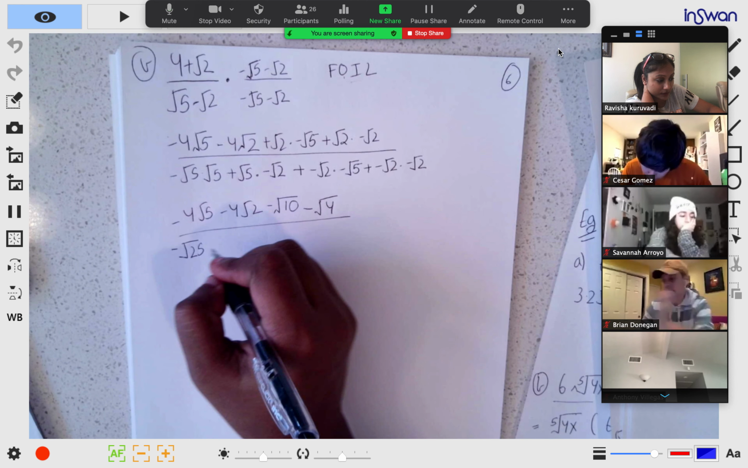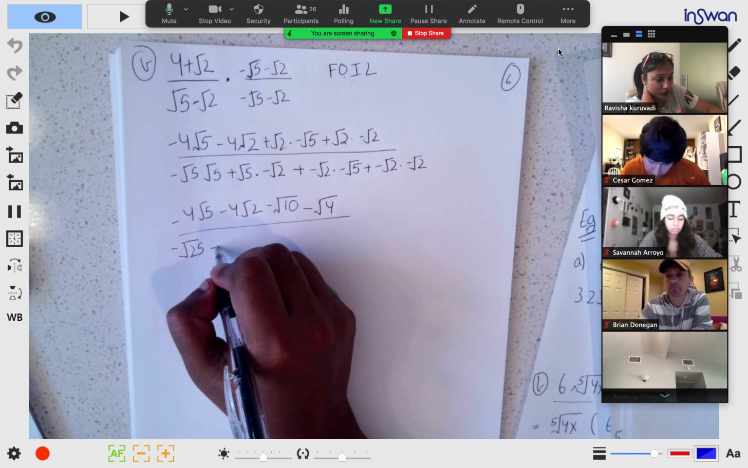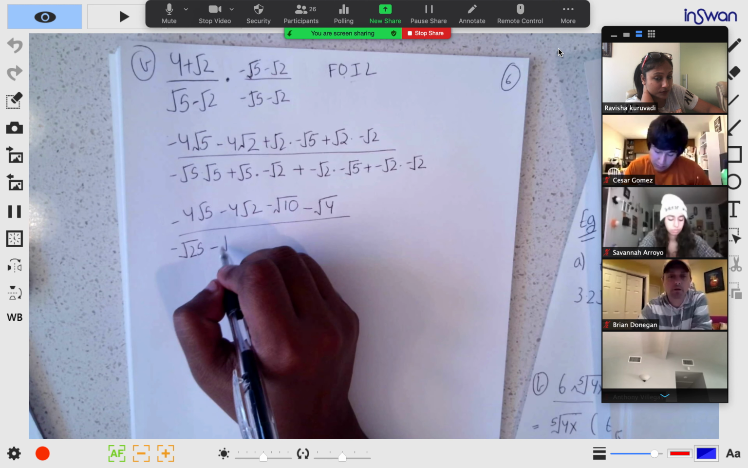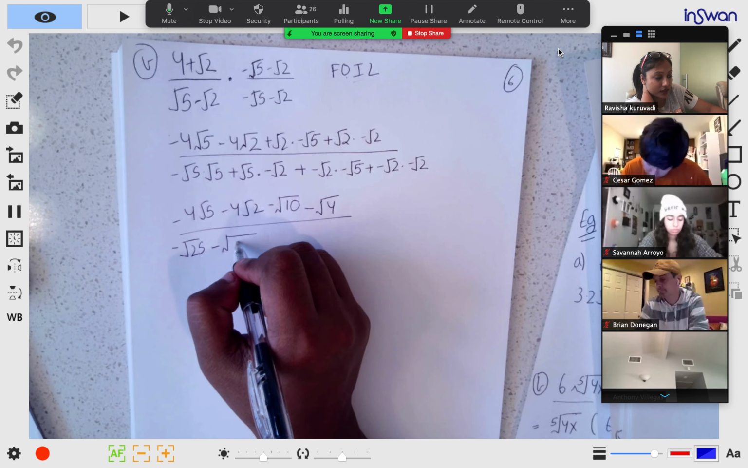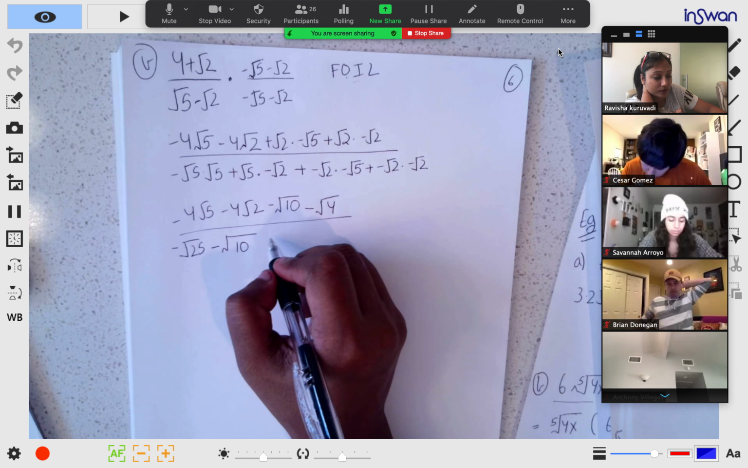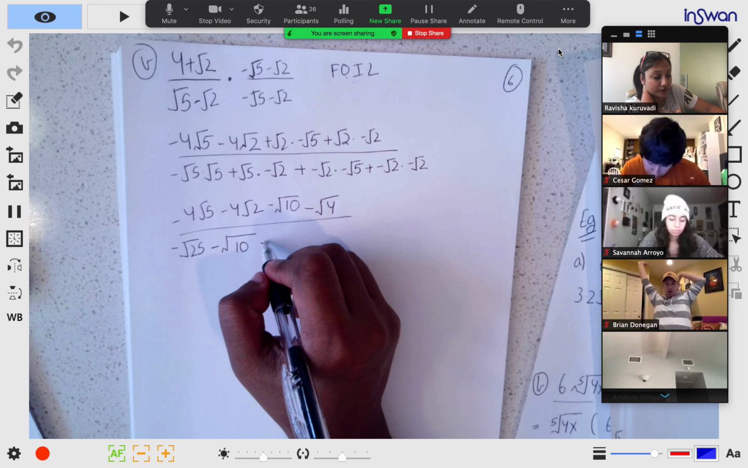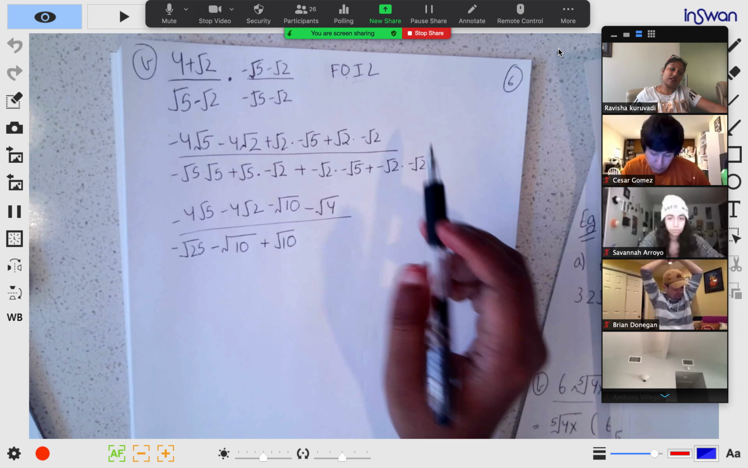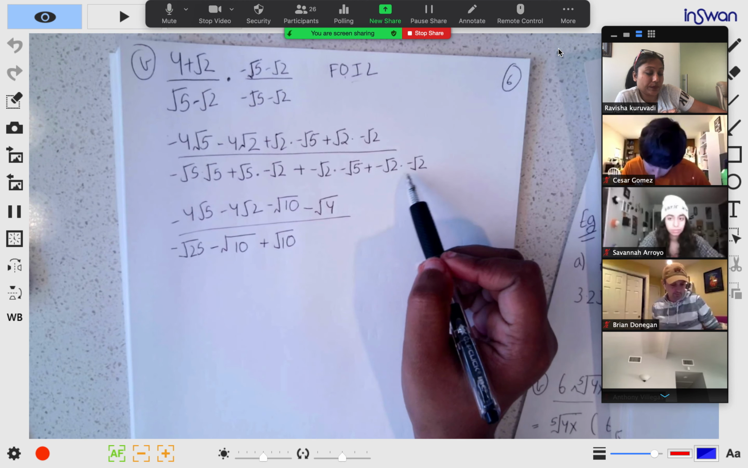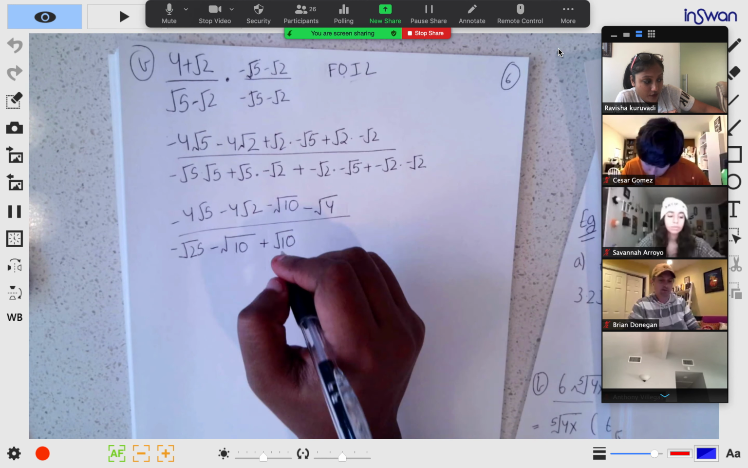Okay. Then negative square root of 10. Then the next term, what do you get? Negative square root of 10 is positive, because negative makes it positive. Okay, so positive square root of 10. What about the last one? Positive square root of 4.